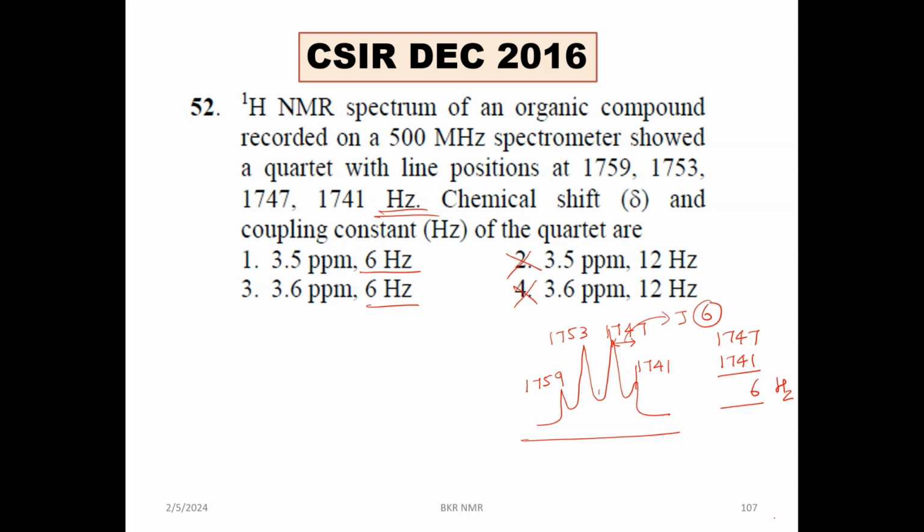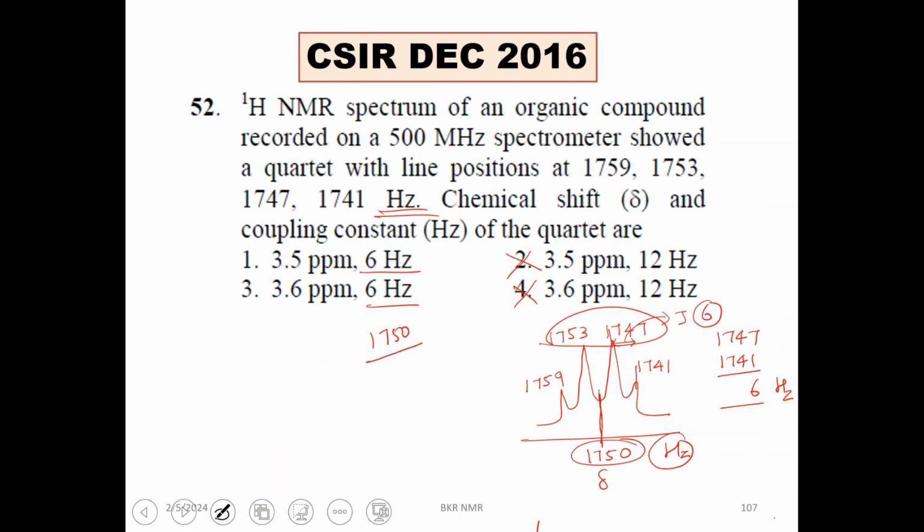And now the midpoint of this particular multiplet is the chemical shift, delta. We get 1750. Now this is the value in hertz. How to get it in ppm? Just divide 1750 by the instrument megahertz, and we will get the answer. So it comes around 3.5. So the answer is 3.5 and 6 hertz.